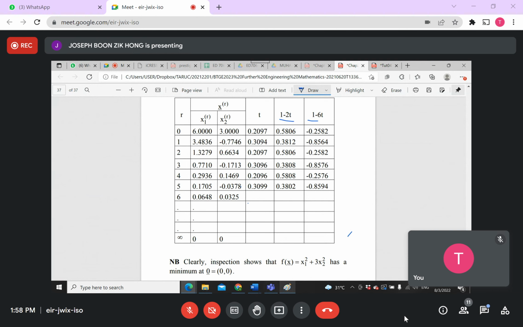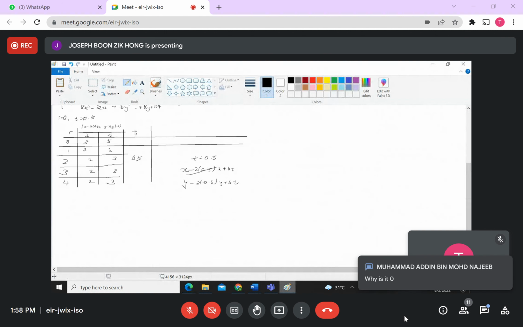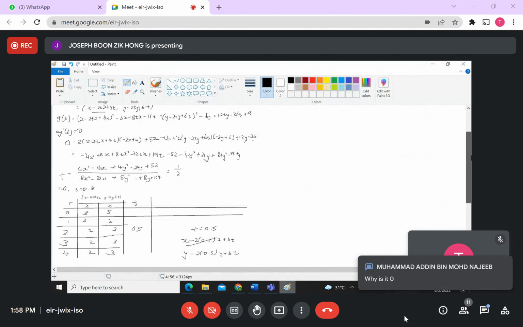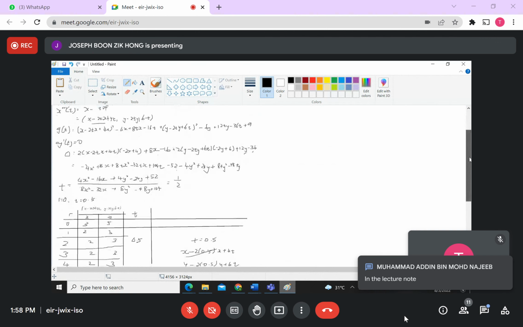You have a look first. In order to find the minimum, you just put into the equation there, then you will get the answer, which is negative 4.